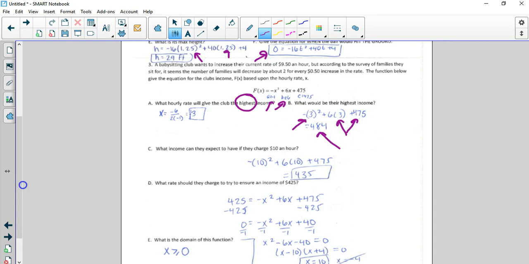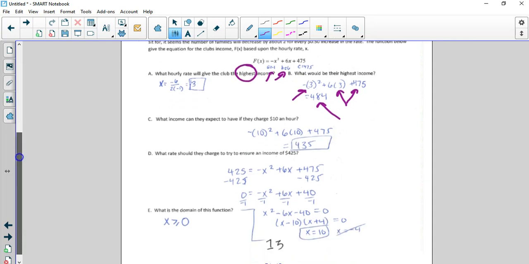What income can they expect to have if they charge $10 an hour? Well, if they charge $10 an hour, they'll make $435, which makes sense. If they charge more per hour, income goes down. That's what it said in the beginning of the problem.